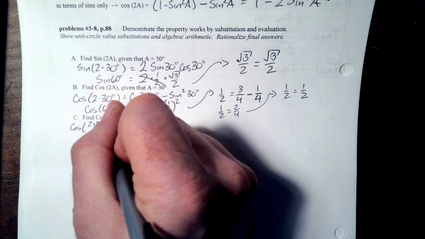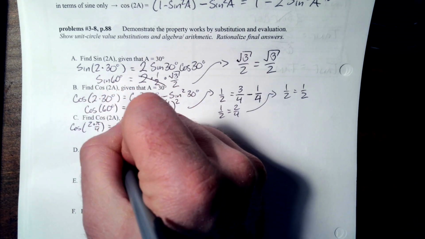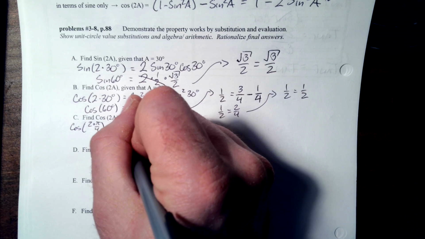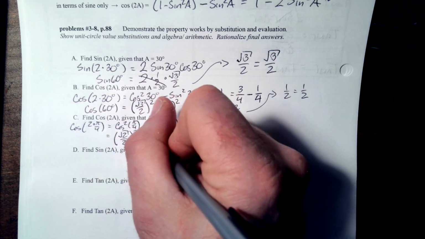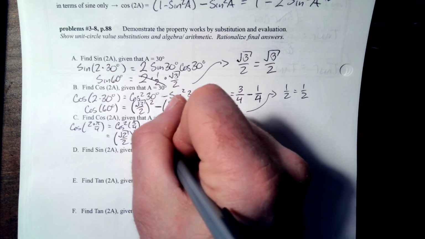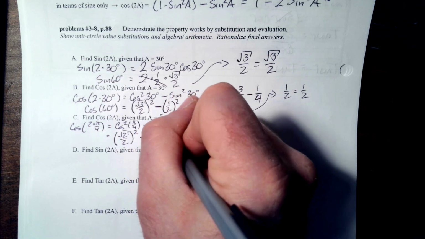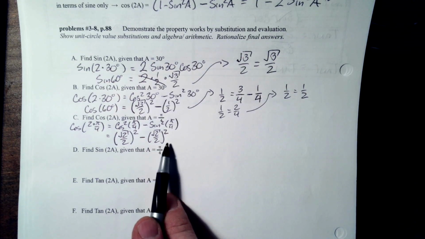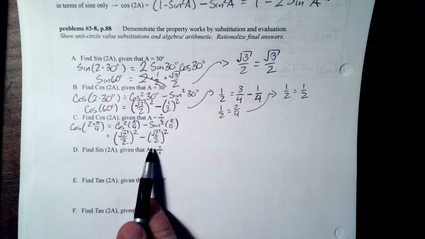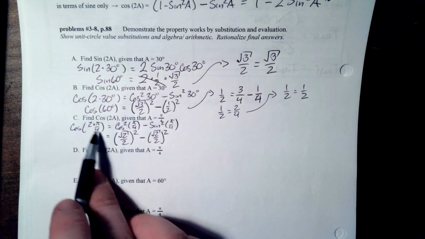So 45-degree angles, pi over 4 angles, have root 2 over 2 as their sine and cosine values. So we could simplify this, or we could notice that we have something minus itself, which is going to become 0. But let's go back and simplify the cosine first.